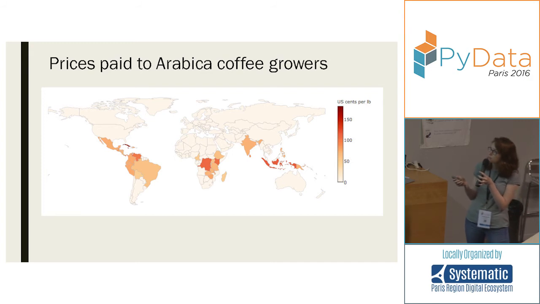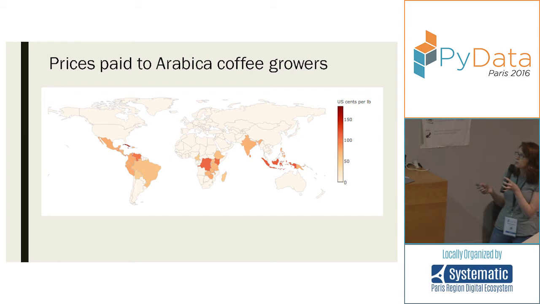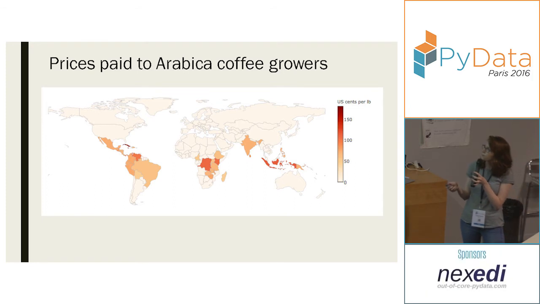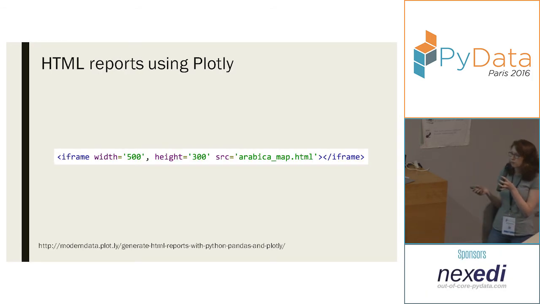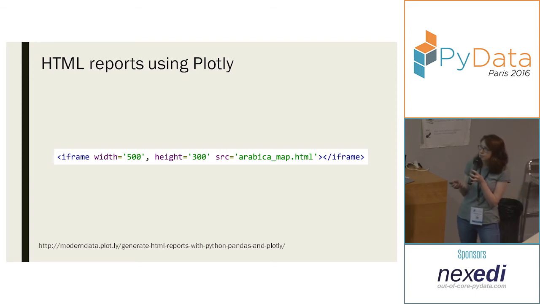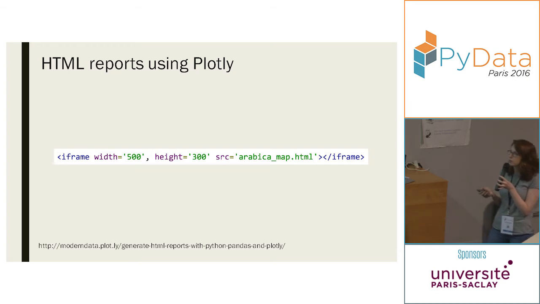So, for example, coffee likes really rich soil and moderate temperatures, which is why it can only be grown in certain regions in the world. So given we have a plot, it might be nice to create a report, maybe in HTML, and you can embed plotly images within HTML reports using the iframe tag. So you have to specify the width, the height, and also the source.